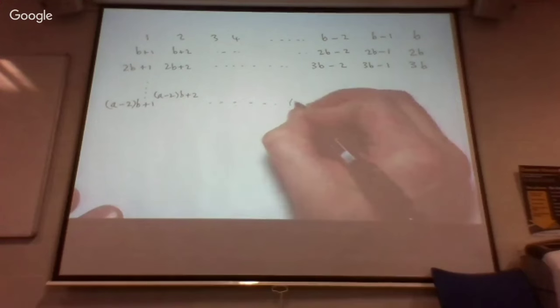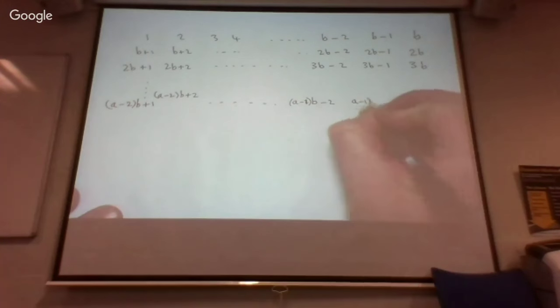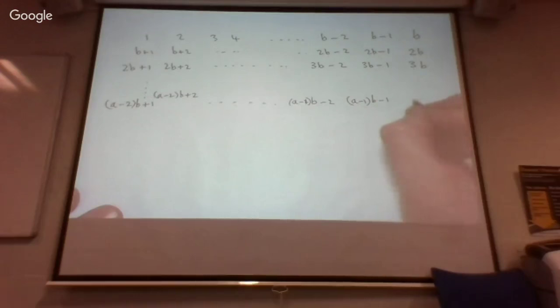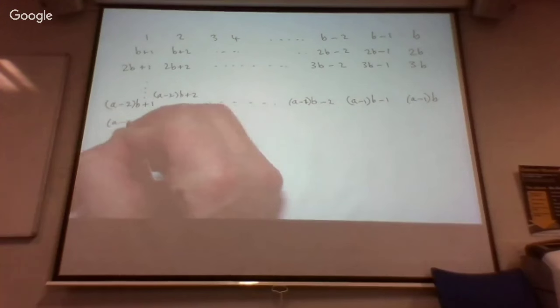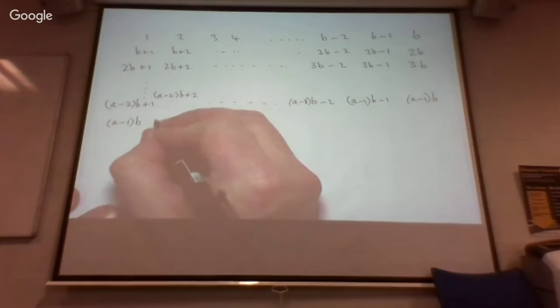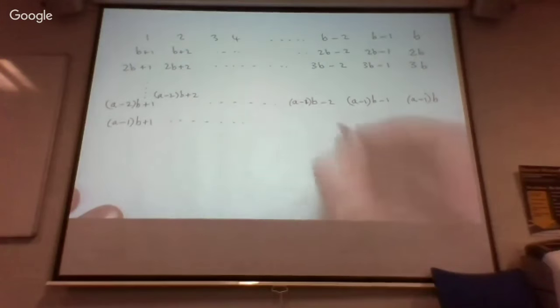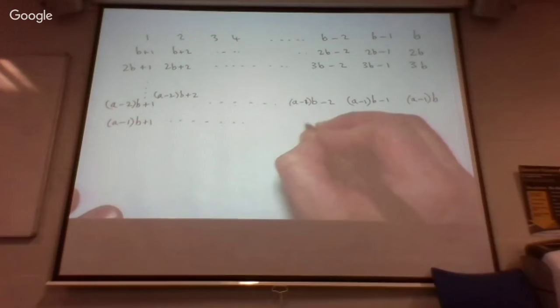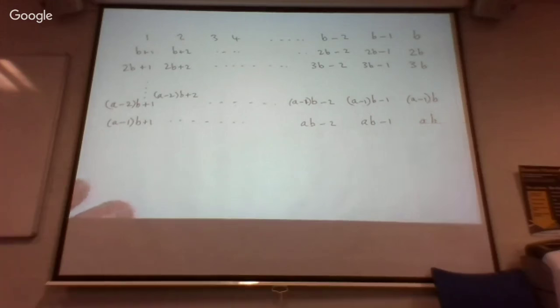They become a bit long, don't they? A minus 2, oh no, this is going to be A minus 1 times B minus 2, A minus 1 times B minus 1, A minus 1 times B. Then you have the very last row, which will be A minus 1 times B plus 1, A minus 1 times B plus 2, etc. And this will go up as far as AB minus 2, AB minus 1, and then it will end with AB.